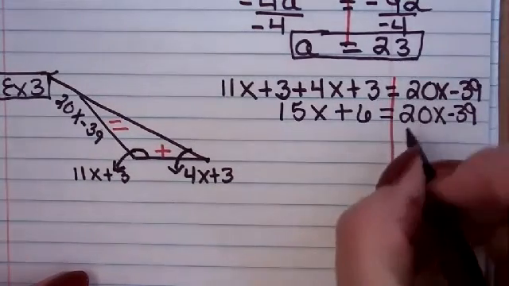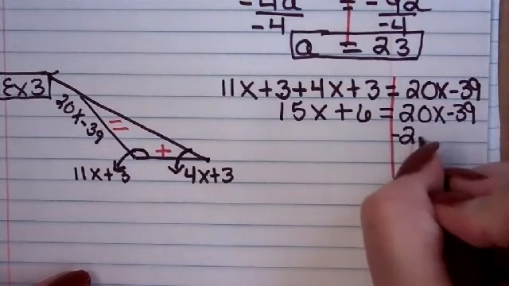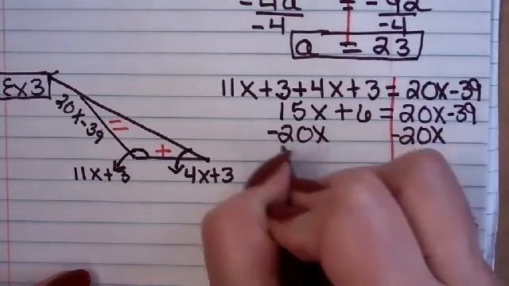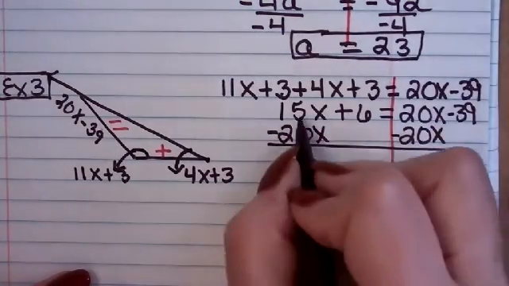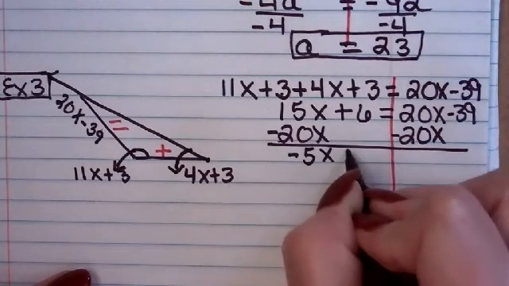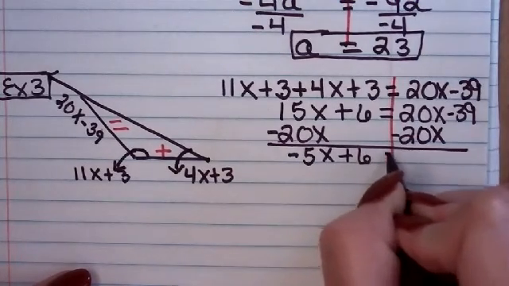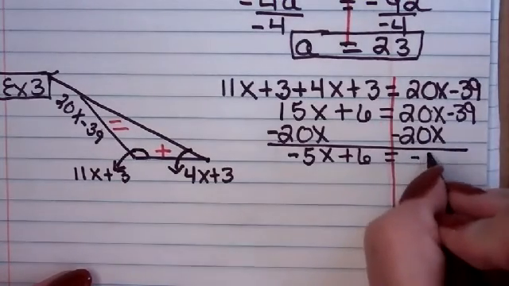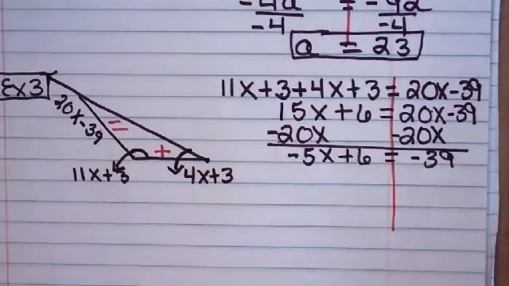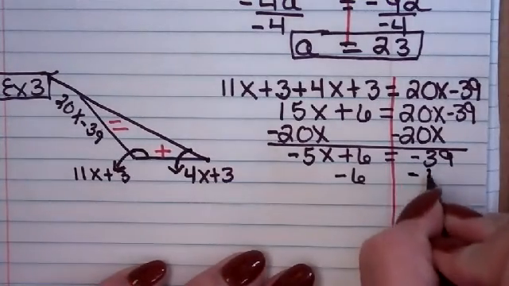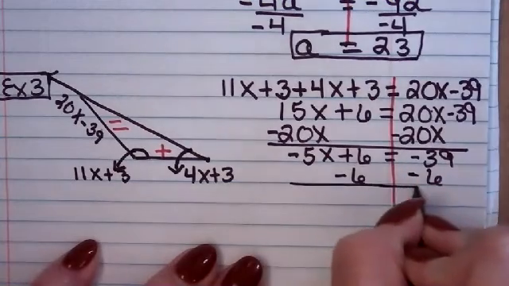So let's subtract the 20x. Put my line right there. Well, 15 minus 20 is negative 5x plus 6. Over here, 20x minus 20x cancels out, and that leaves me with negative 39. And then I'm going to subtract this 6 from both sides. Yeah, I've done this so many times. I know y'all know this.